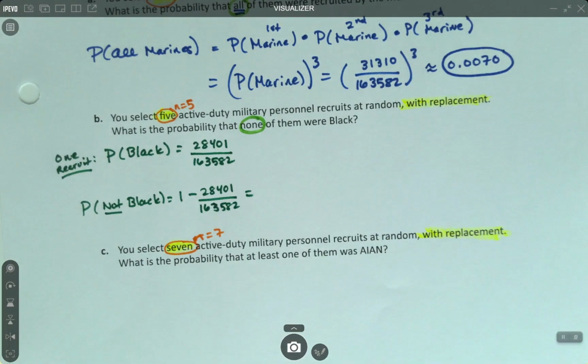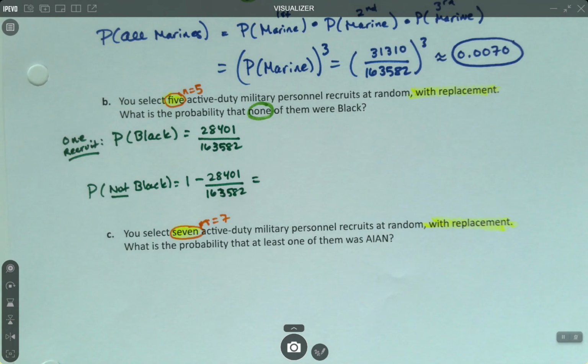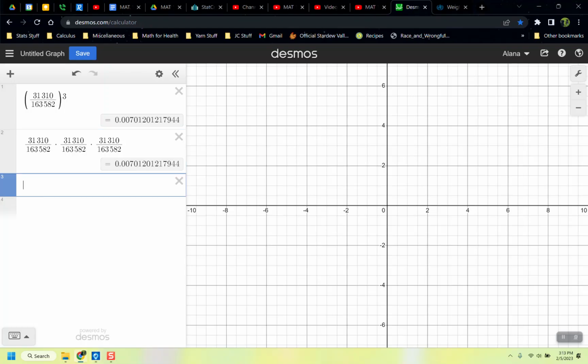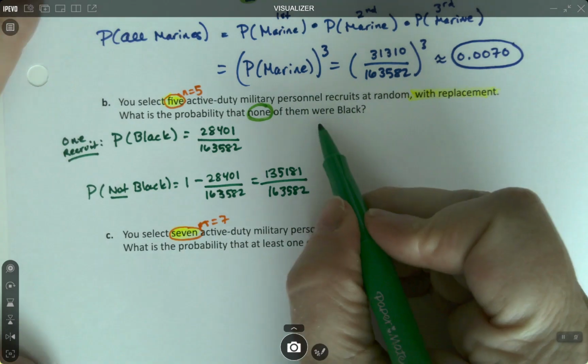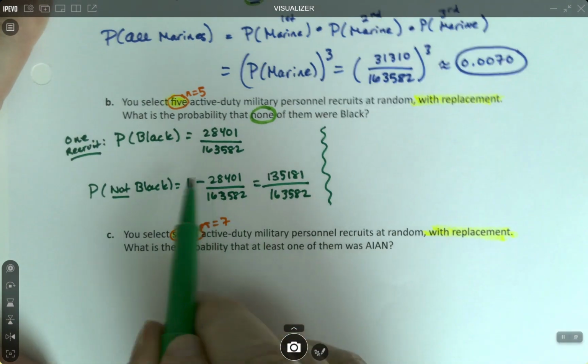If I take the 163,582 recruits and subtract away 28,401 black recruits, that leaves me 135,181. So 135,181 non-black recruits. You could also get a decimal, or ask for that in a fraction, but it's not particularly required. Now we did all of that ahead of time. This is kind of preamble work.